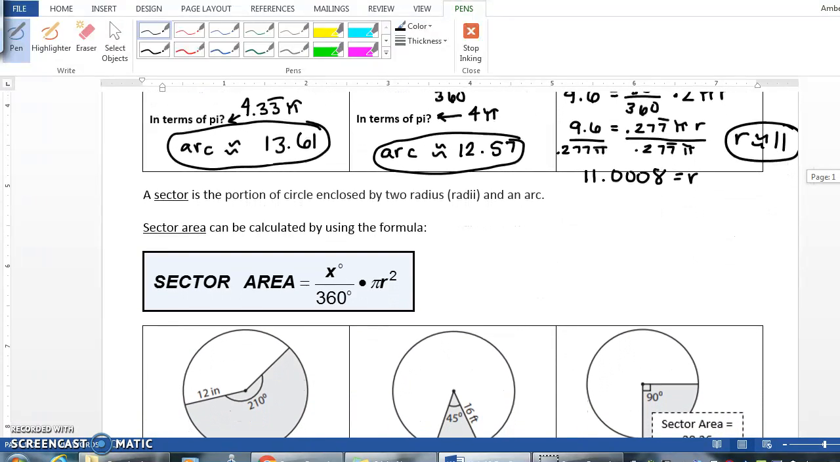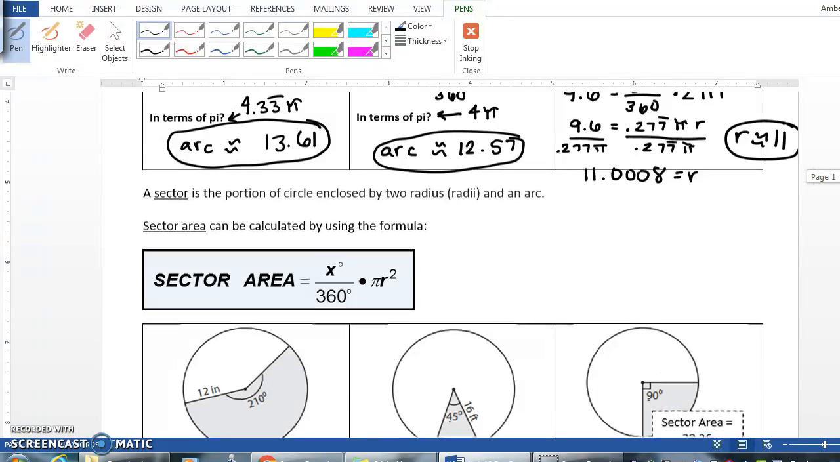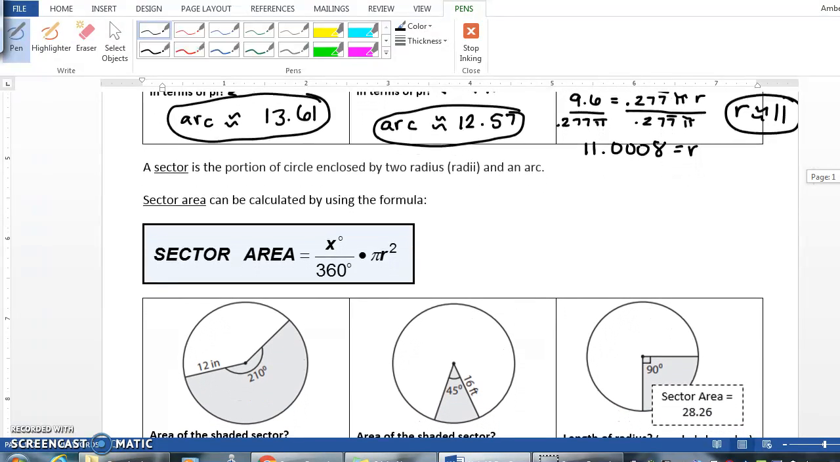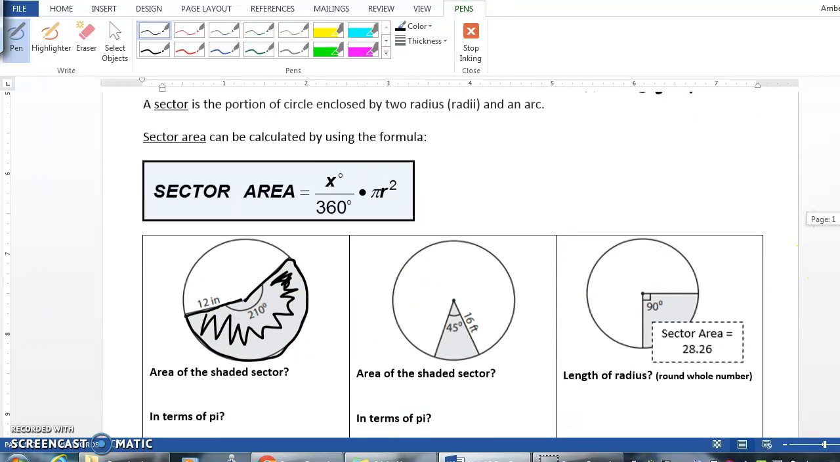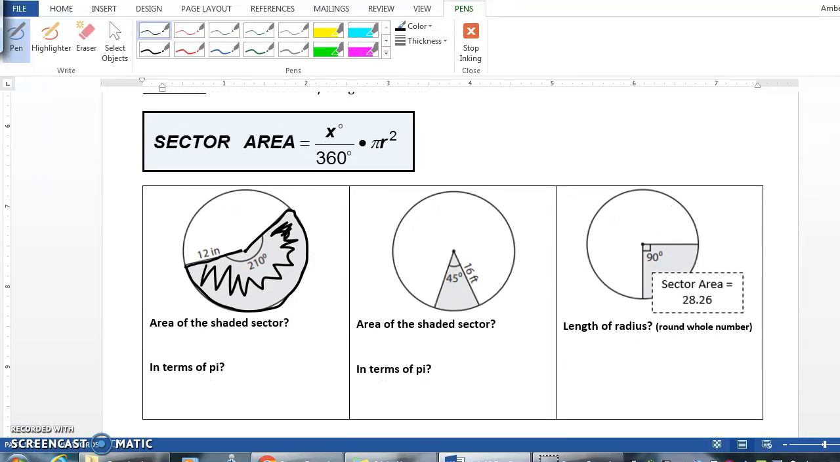Now the next piece is a sector. And a sector is the portion of the circle enclosed by two radii and an arc. So in this picture, we have a sector being enclosed by a portion of the circle, so this arc right here, and these two radii are enclosing this sector area right here. And we can use a formula to find the area of that sector. And again, we're just taking numbers and plugging them into the formula, so it's not too complicated.